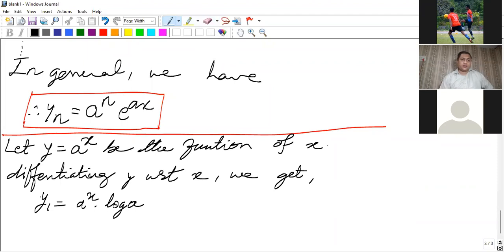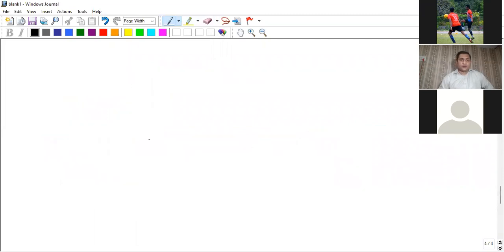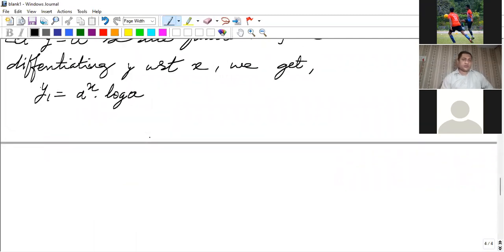Now once we got this first order derivative, what we can do is again differentiate. So again differentiating.